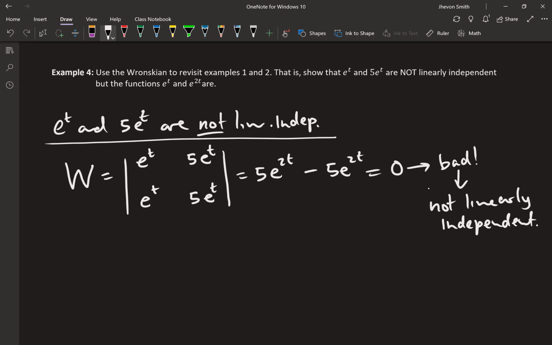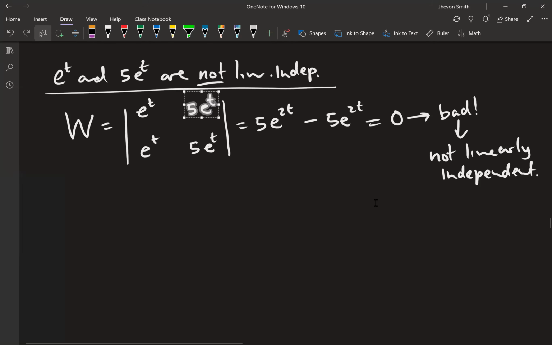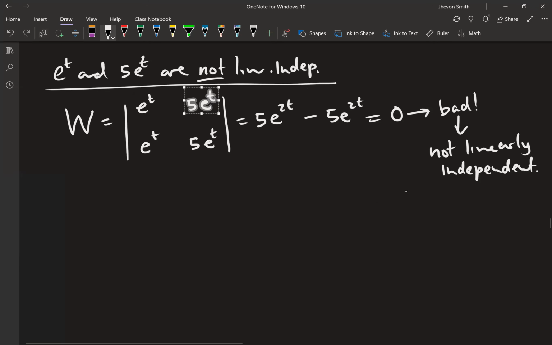But notice here, this is something that we knew would happen, but it's nice to just get a confirmation like this. And for general functions that are not exponentials, this thing would still work out. If they're not linearly independent, the Wronskian is going to give you 0. If they are linearly independent though, the Wronskian is not going to give you 0. So let's look at e to the t and e to the 2t and show that they are linearly independent.